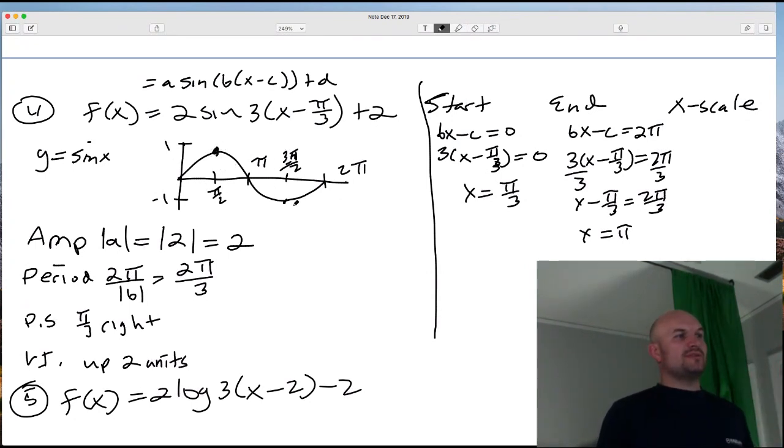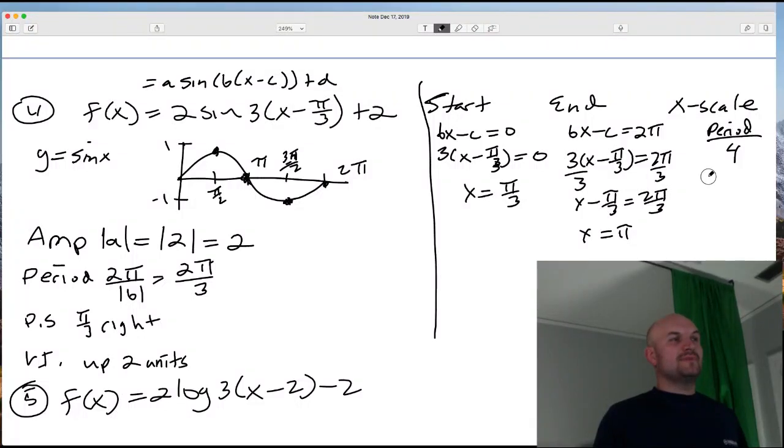You can see these important points happen every, in this case, every pi halves, right? So you have either a max, an intercept, a min, and then a max, or an intercept. So to find the x scale, all you're going to do is take the period, and this is only for sine, cosine, cosecant, and secant. Take the period and divide by 4.